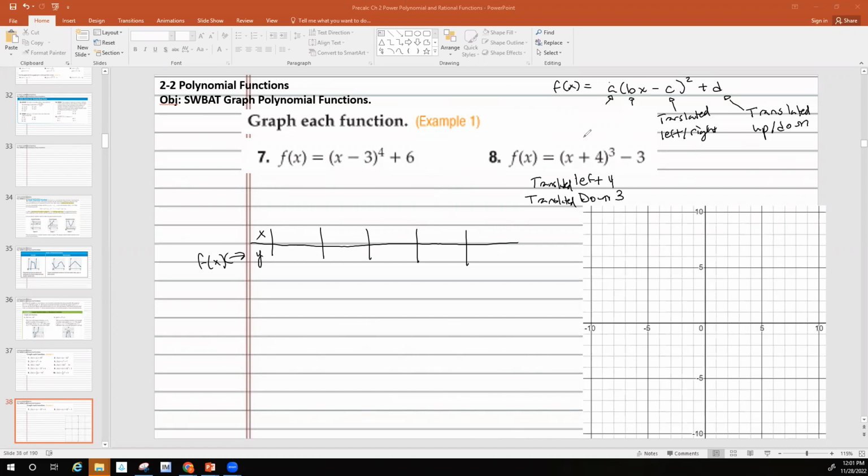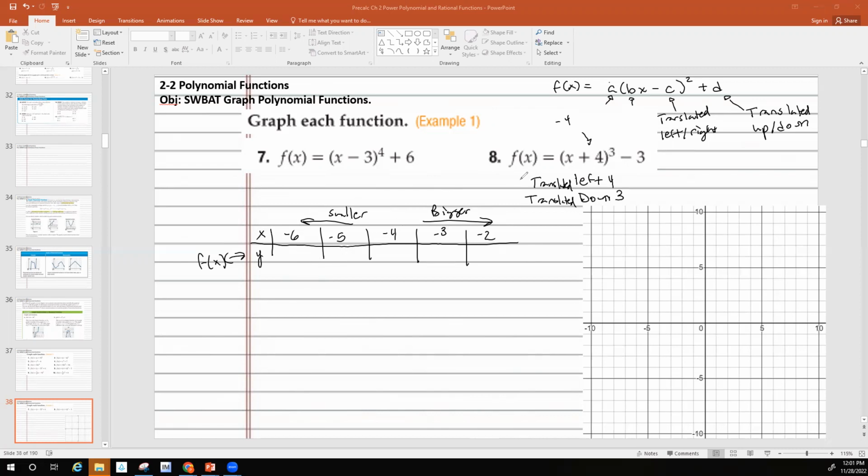Now, this one's going to be a little different because it is translated left. So you want to start with -4 in the middle, and then smaller numbers on the left and bigger numbers on the right. So what's smaller than -4? -5. What's smaller than -5? -6. What's bigger than -4? -3. What's bigger than -3? -2.